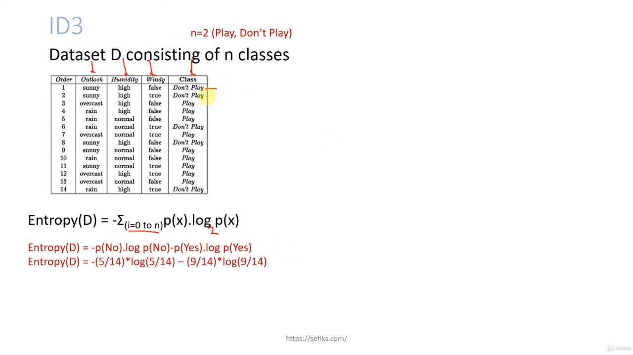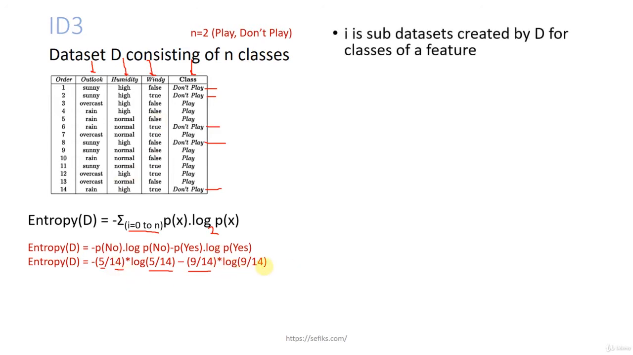As seen, there are 1, 2, 3, 4, and 5 don't play instances, and total instances are 14. That's why probability of don't play is 5 over 14 times logarithm of 5 over 14, minus probability of play class, which is 9 over 14, because if you count, there are 9 instances that have play label. 9 over 14 times logarithm 9 over 14.